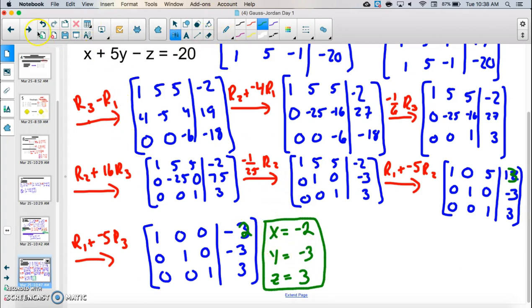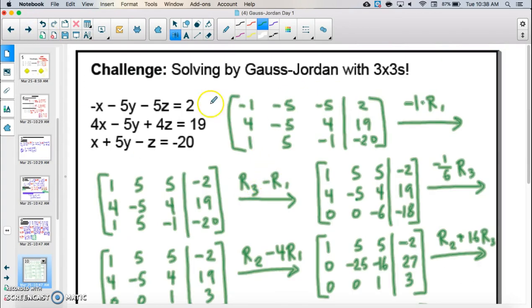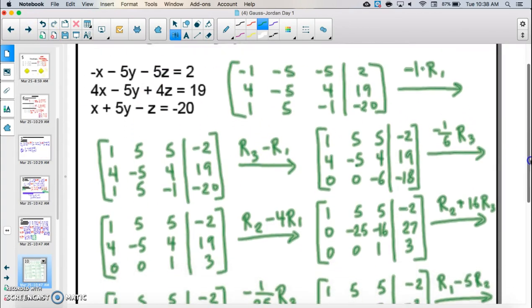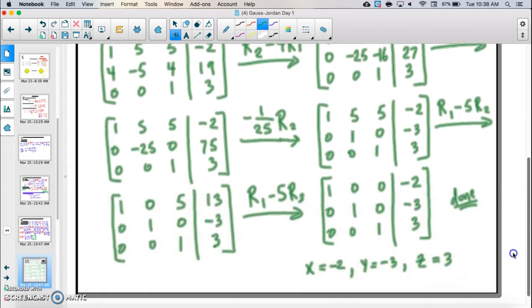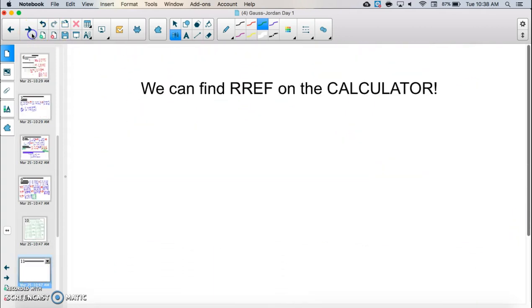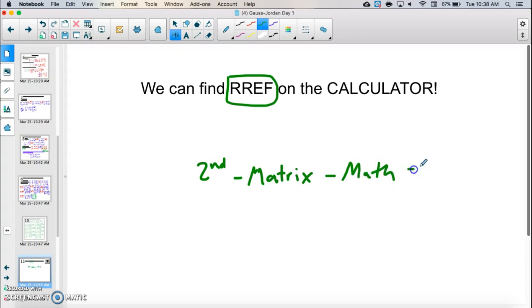Alright, next step. So this is all the steps that another teacher took, probably similar to mine. You can find RREF on a calculator. The Inspire, I bet there's just a button that says RREF. On the 84, if you do second matrix, and then you go over to the math section, one of them says RREF, and you can use that to find the reduced row echelon form of your matrix.